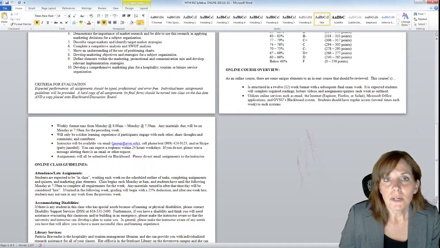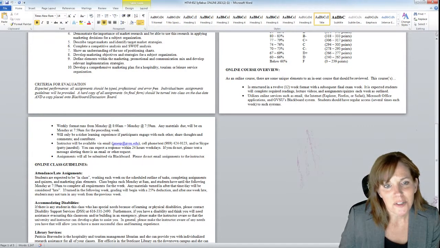The weekly format is going to run from 8 a.m. on Monday until 7:59 the next Monday. So you have those 7 days to complete the week's activities, and any materials are due by 7:59 a.m. of the next Monday, and at 8 a.m. the next week starts.